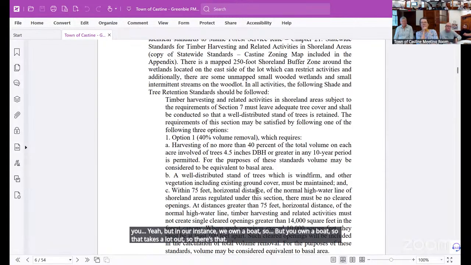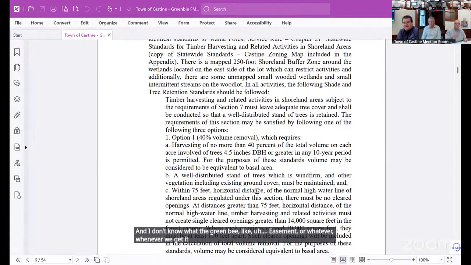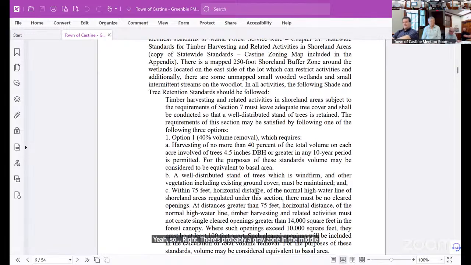And I don't know what the green belt easement or whatever, whenever we got it, said. Maybe it said that you're never allowed to cut a tree down. We'll look at that, but you're right, to start with this, I don't want to do that, and then all of a sudden go, well, the easement. I'd have to pull the easement. I would be shocked if it said that, Derek. I would also be shocked if it didn't address that.